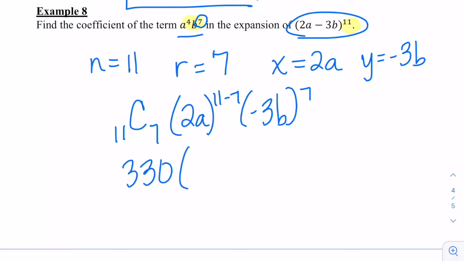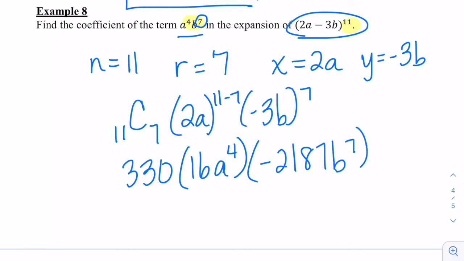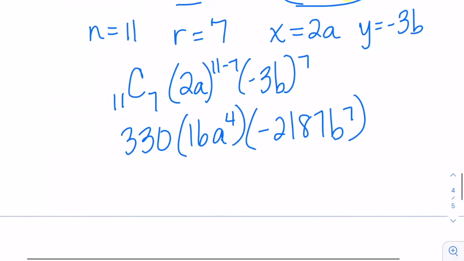2 to the 4th, 16. a to the 4th. Negative 3 to the 7th, that's negative 2,187. b to the 7th. And now we just need to multiply 330, 16, negative 2,187. The coefficient will be negative 11,547,360.